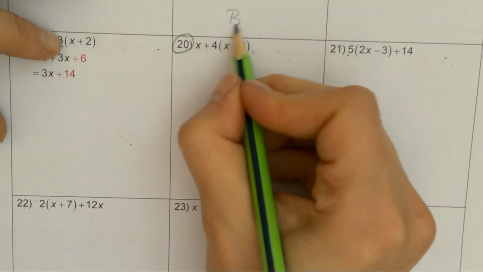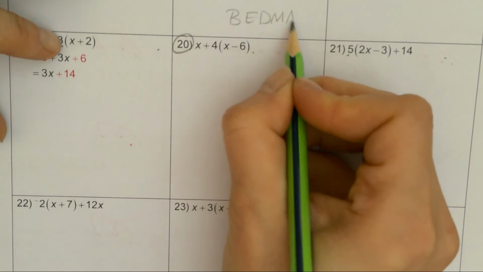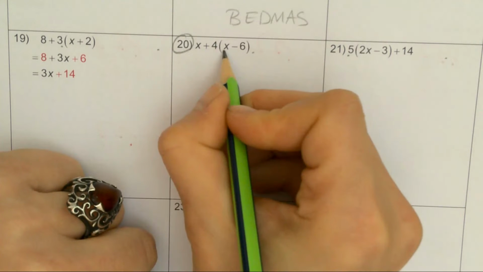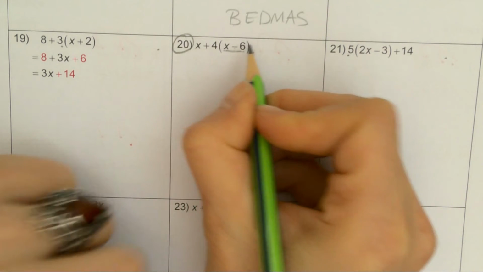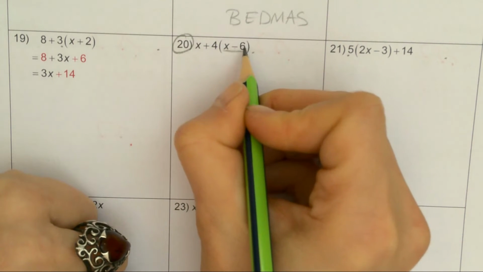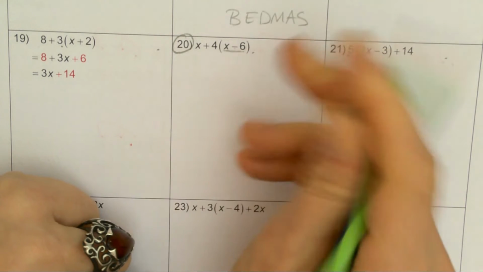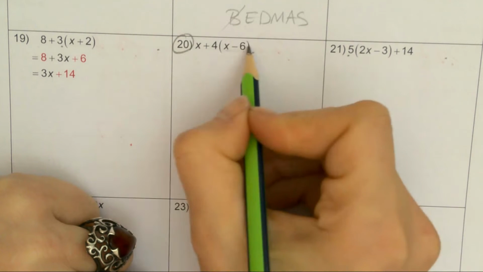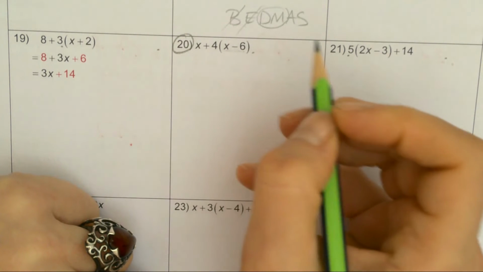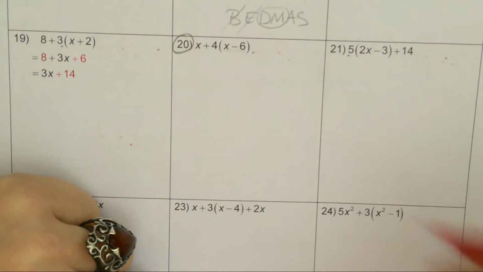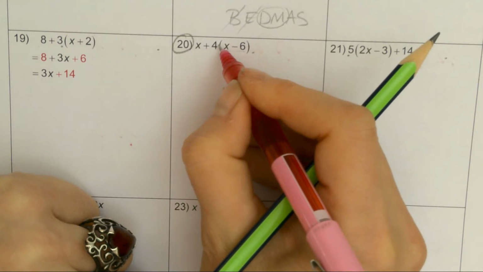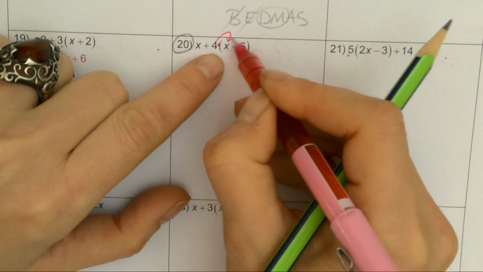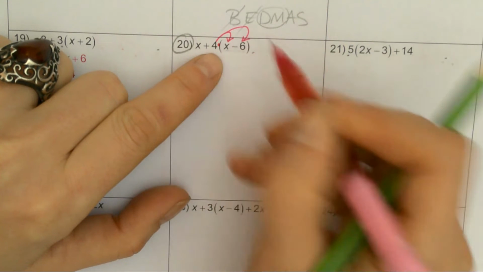BEDMAS. When you don't know what to do, BEDMAS tells you, do inside the brackets first. Can I? x minus 6? No, because this 6 does not have an x, so they are not like terms. So I'm done with brackets. Do I have exponents? No. Do I have divide and multiply? I don't see any, but I know when a number touches a bracket, that's a multiply. So I'm going to have to distribute the 4 to everything inside the brackets.